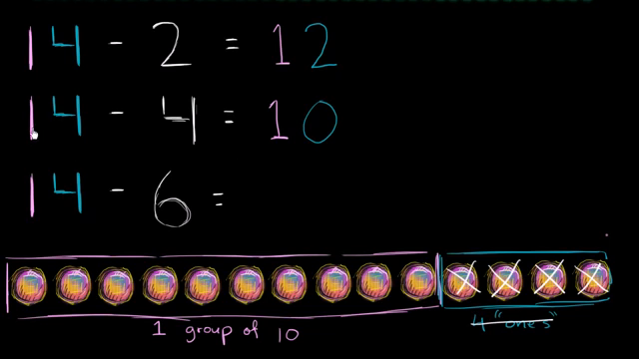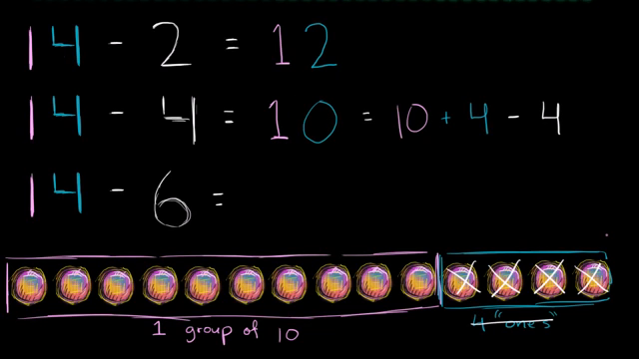And that makes sense. 14 is 10 plus 4. And now we're subtracting 4 to get 10. Let me write this down. This is the same thing. 14 is 10 plus 4. This is 14. And then we're going to subtract 4. So if you have 10 plus 4 minus 4, well, the 4 minus 4 is going to be 0. You're going to be left with 10 plus 0, or just 10.